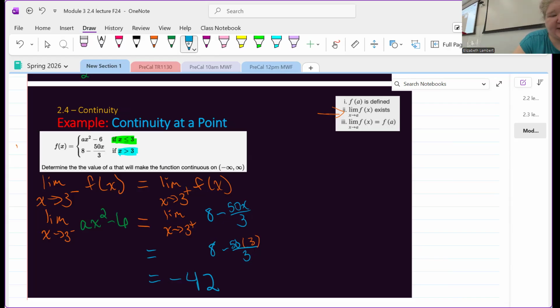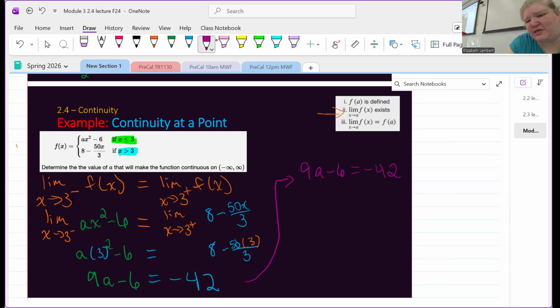Same idea works on the right. We're going to plug 3 in for x. So this is a 3 in there that's being squared and multiplied by a and minus 6. So 3 squared is 9, so I can write this as 9a minus 6. So I'm just taking that same result I got and recopying it over here. So 9a minus 6 equals negative 42.